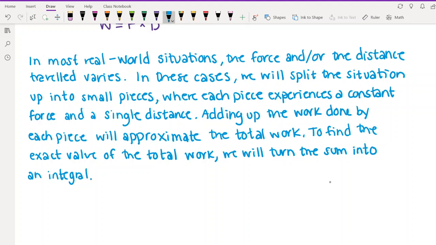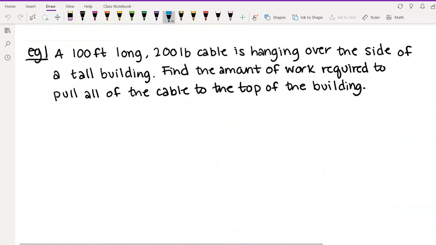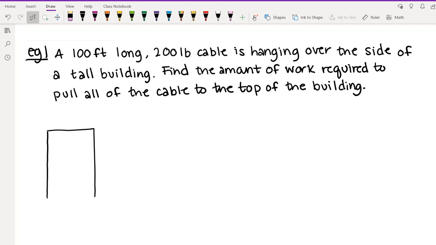Okay, so let's jump into an example. The first example we're going to look at, as I mentioned, is a cable that is hanging over the side of a tall building. We're going to find the amount of work required to pull the cable to the top of the building. So let's start by drawing a picture. We have a building, and I'm going to draw this so that we're looking at the front of the building and the cable is coming down the front of the building. So here's our building, here's our cable. Just picture this as some kind of, maybe metal cable.